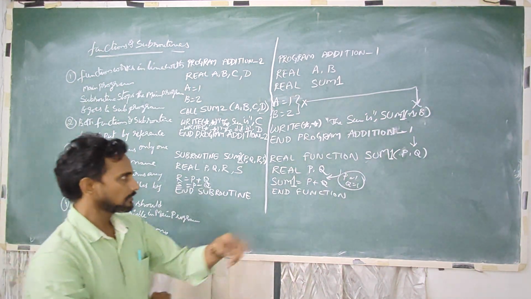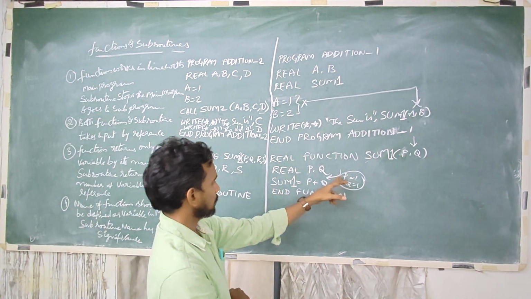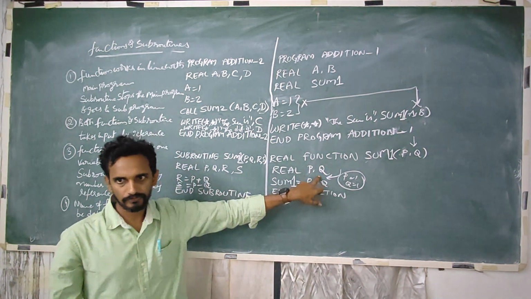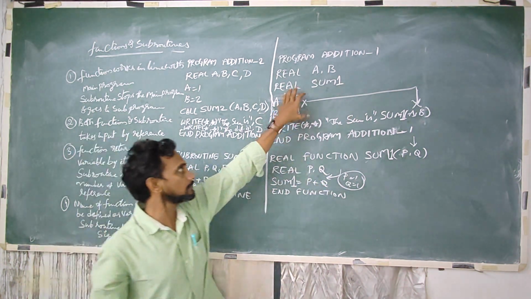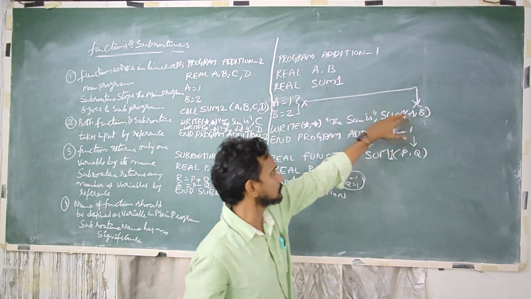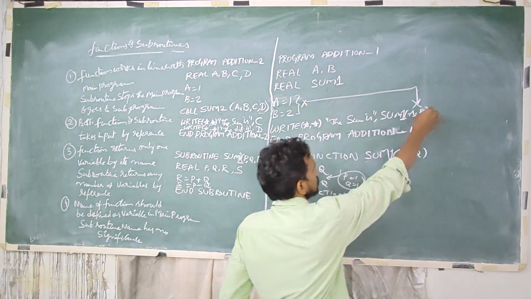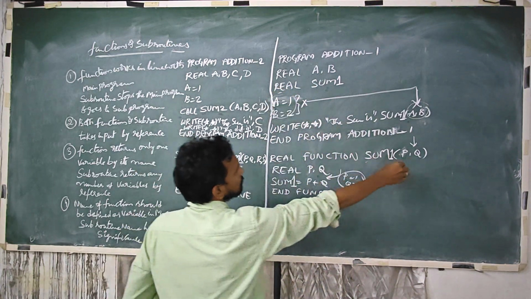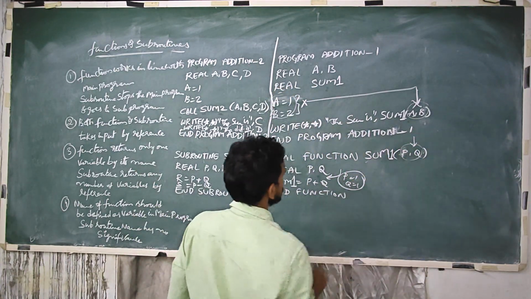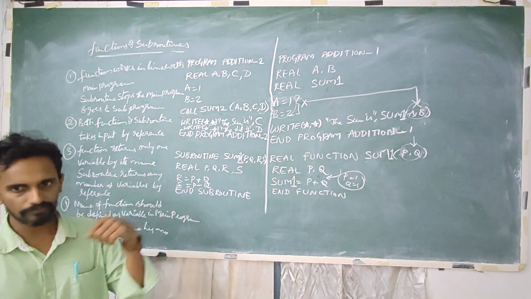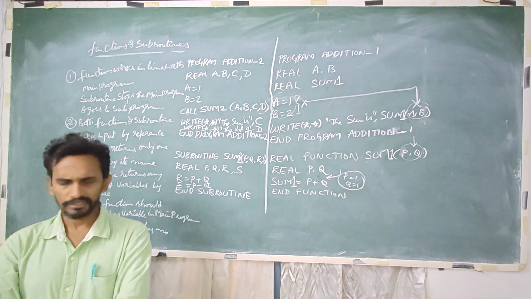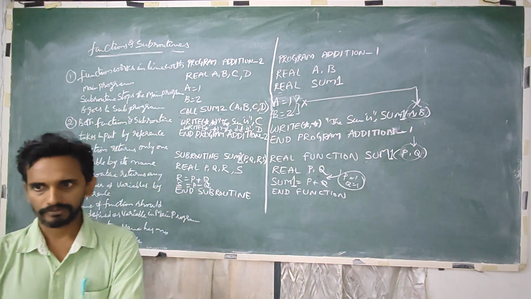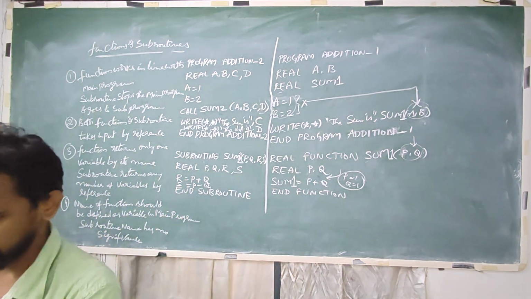Without any inputs, all inputs will be taken within the function. In the main program, the function takes no input. So if you just remove this and remove these definitions, remove these variables and keep an empty bracket and define p and q within the function. So then also it works.